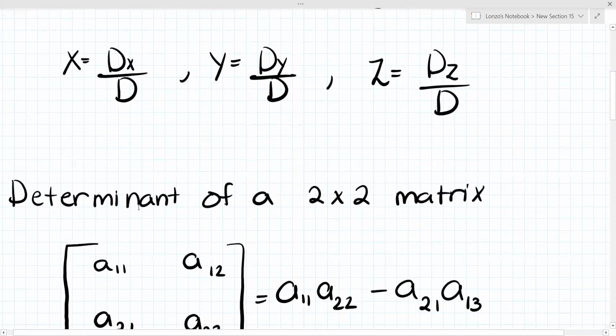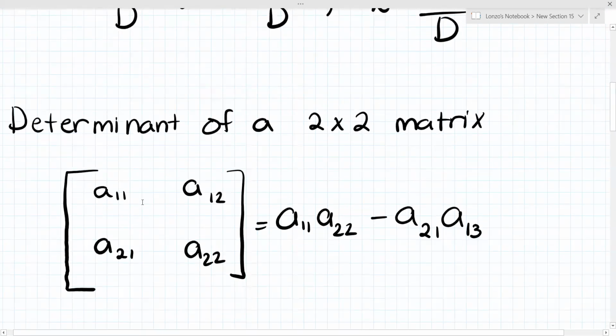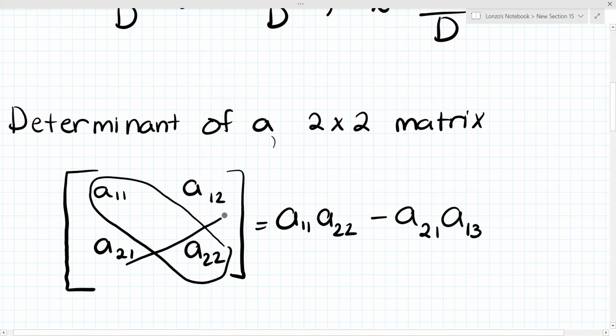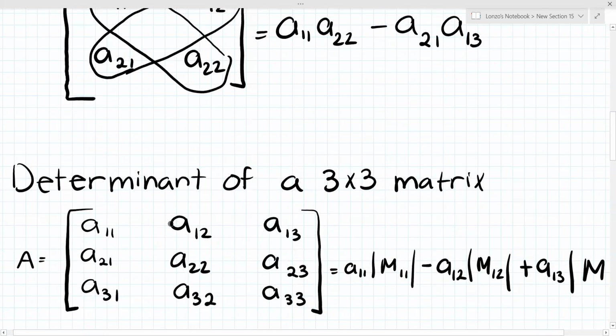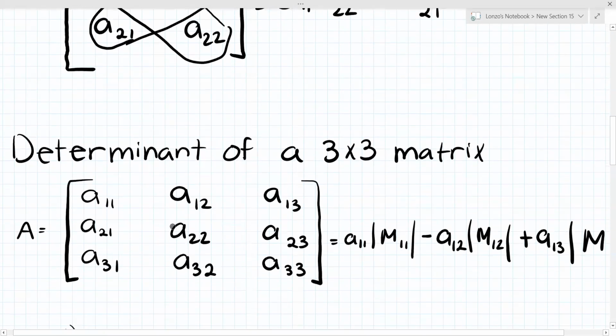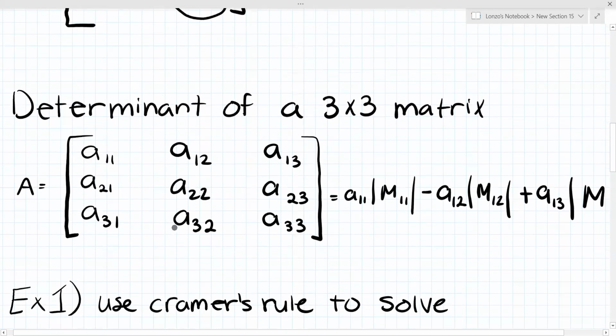Okay, so let's talk about how to find the determinant. The easy one I like to use is the determinant of a 2 by 2 matrix. That's probably the easiest, because all you got to do is literally multiply this and then subtract that with these multiples. That's all you have to do. So that's simple. The determinant of a 3 by 3 is actually a lot longer and looks kind of confusing, but I'll show you what it means.